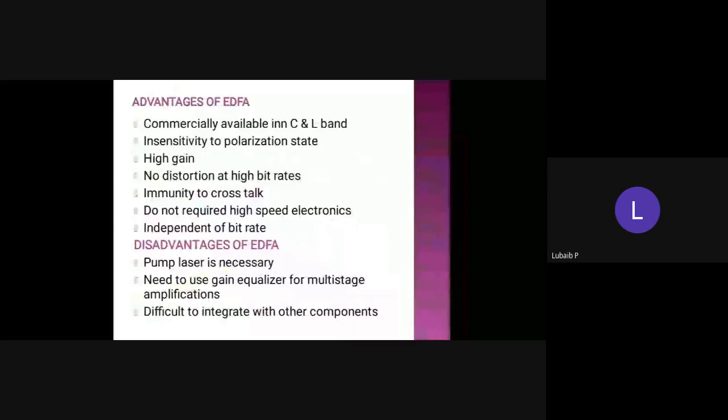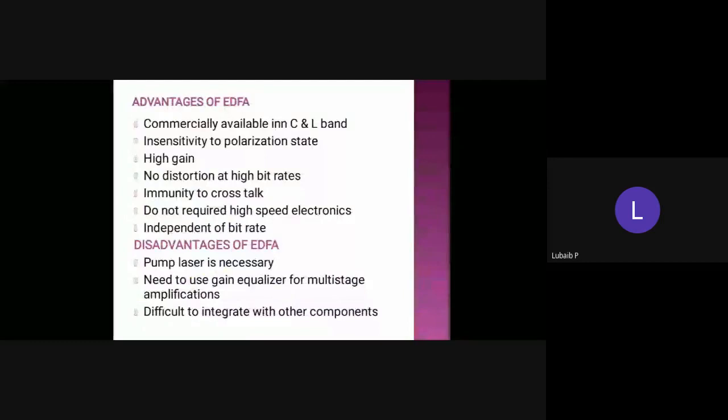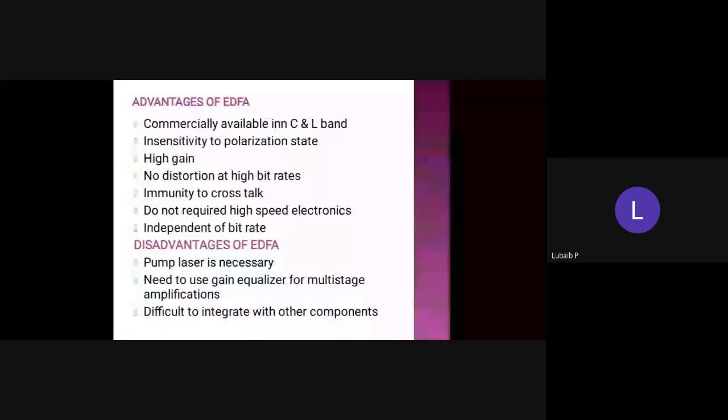And the advantages of EDFA: it is commercially available in C and L band. That is one of the advantages of EDFA. And insensitivity to polarization state is an important advantage. So these EDFAs are insensitive to the different polarization states, and that provides high gain and better amplification, no distortion at high bit rates, immunity to crosstalk, do not require high speed electronics, and independence of bit rate. These are the advantages of EDFA.